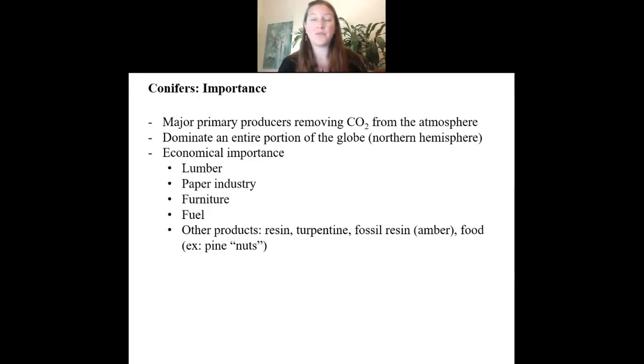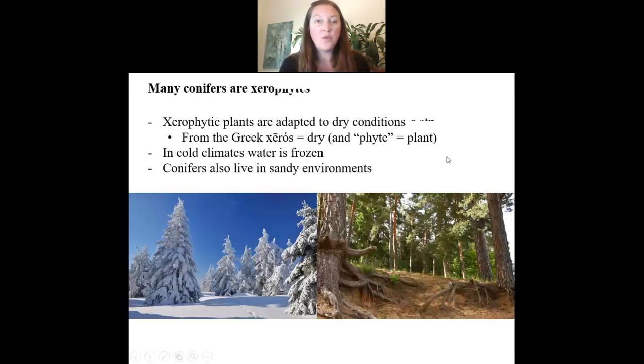Pine nuts. So if you've ever had pine nuts, they're not really nuts, because nuts are angiosperms and conifers are gymnosperms. But pine nuts come from pine trees. And then resin and even jewelry in the form of amber jewelry. Actually, I'm ironically wearing amber jewelry right now, so that's a little weird, but I didn't think about that. Yeah, so a lot of stuff comes from conifers.